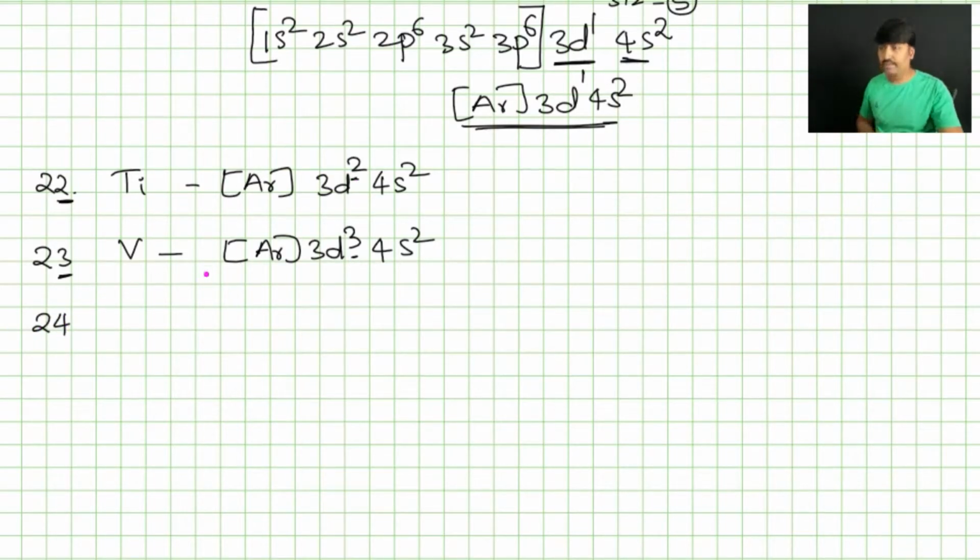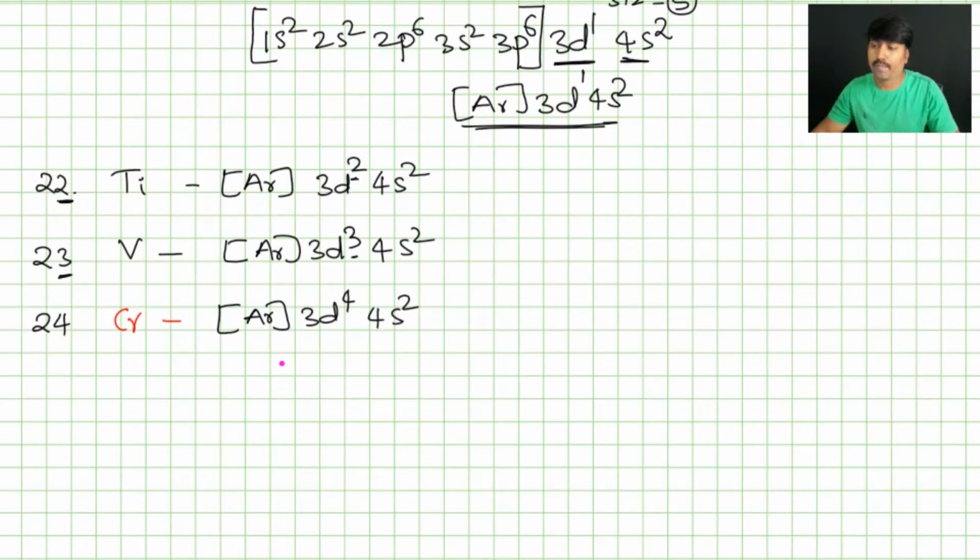The 24th element is chromium. Very important. Let me write in a different way. Chromium. It needs explanation. Argon, and it is a 3d4 and 4s2. Now the problem is the energy difference between the 3d and the 4s is very small. Okay, let me write that point.